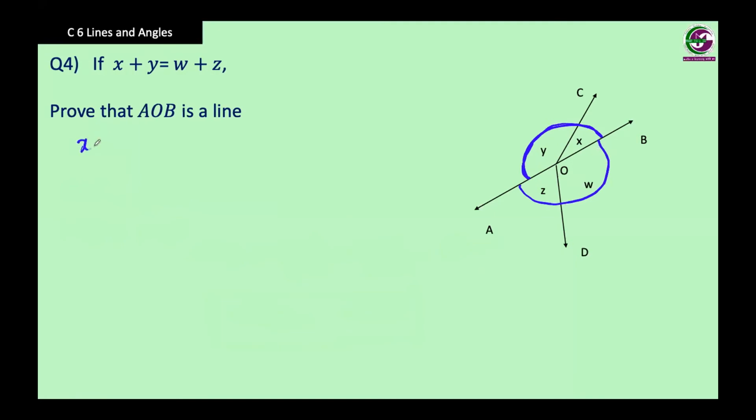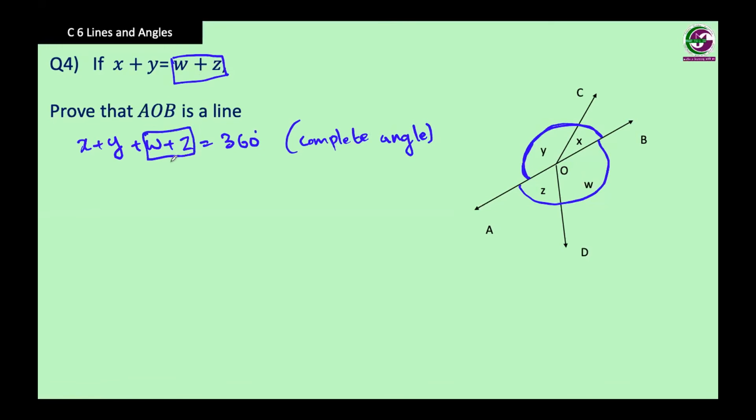So you know that x plus y plus w plus z will form 360 degrees, because that is forming a complete angle, or also we learned this is a full turn. Now, wherever we have w plus z, we can replace it by x plus y, because they are the same. So this is going to be replaced as x plus y. And we also have an x plus y here. I'm just copying it down, which is equal to 360 degrees.